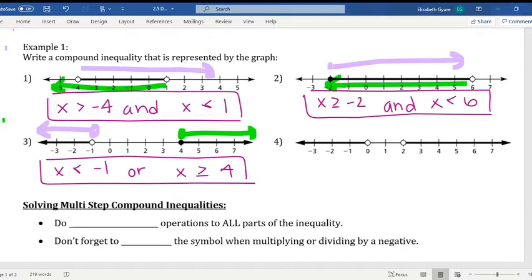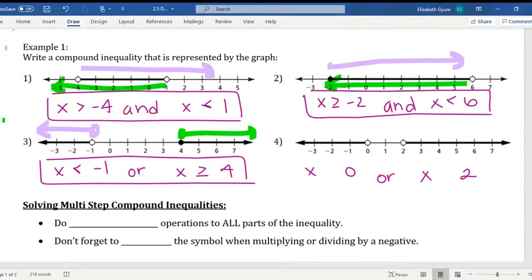All right, and the last one of these, is this an and or an or? Or. How can you tell that it's an or? Very good. You're shading on the outsides. So write down your or, pick your variable, and then we'll write down our numbers. What numbers are our circles at in number 4? 0 and 2, that is correct. And then you just need your symbols.